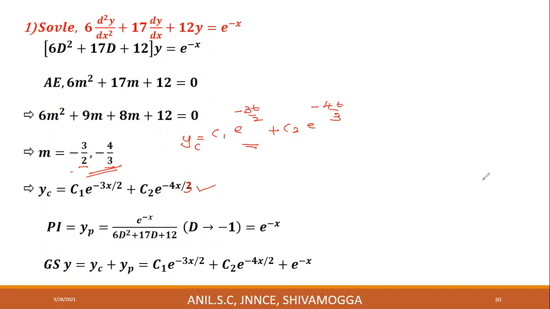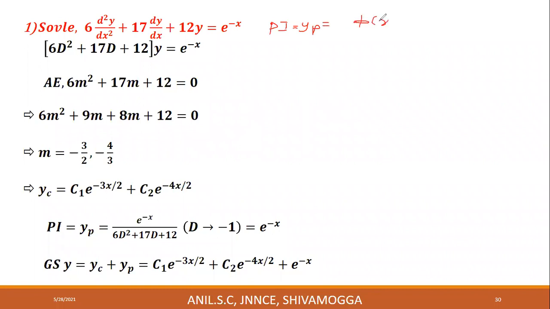Now we have to find another solution, that is called yp. yp, or particular integral, in either way you can call this. This is always given by phi of x divided by f of d. What is phi of x? e power minus x divided by f of d. f of d is 6d square plus 17d plus 12.